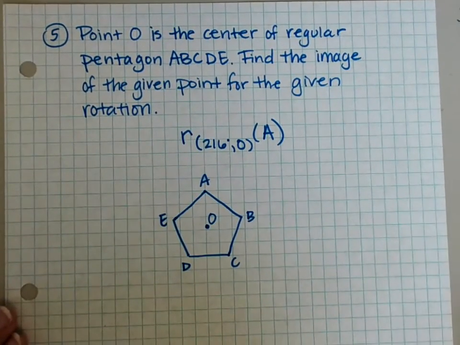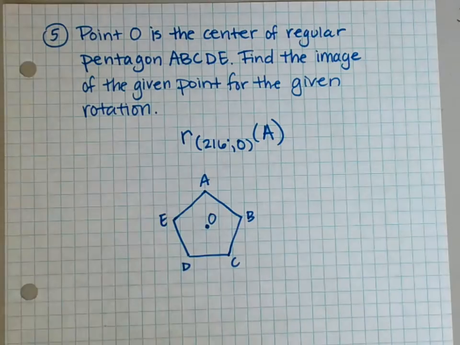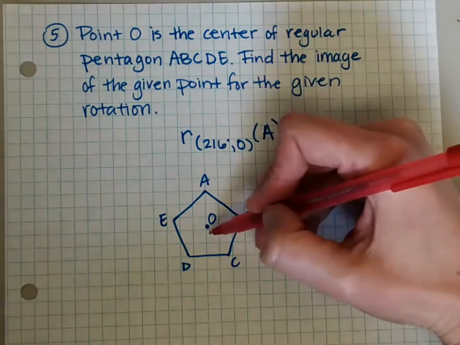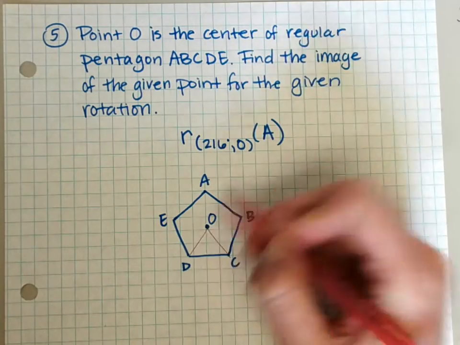Last problem, very similar to the previous one. This time we have a pentagon. Point O is the center of regular pentagon ABCDE. Find the image of the given point for the given rotation. Here, they tell us how far to rotate. You just have to say what letter do we land on. So before we do that, we need to split this up into congruent pieces.